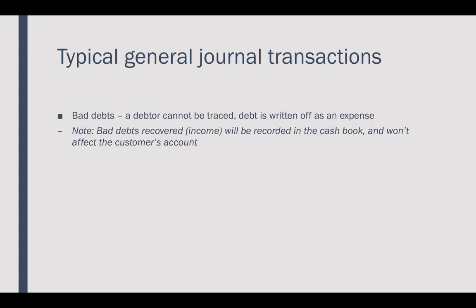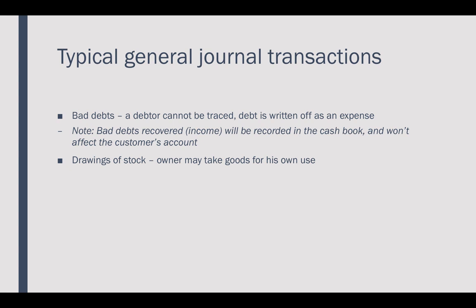Typical general journal transactions will include those that you've seen now. Firstly, your bad debts. This is where a debtor cannot be traced, you're not able to get the money out of him in any way, and the debt is then written off as an expense. Note, however, that if at a later stage you are able to find this customer and he pays you, which will take you by surprise, because cash is involved, this transaction will be recorded in the cash book, and it's not going to affect the customer's account because your customer's account is being removed completely when you write off the bad debts.